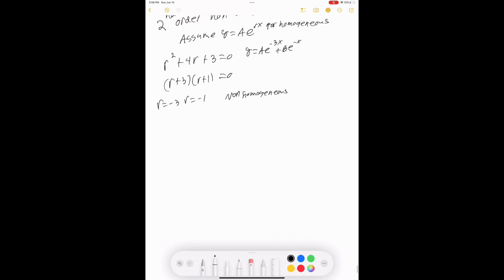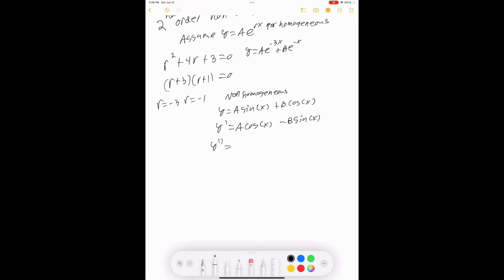But now we have to check for non-homogeneous solutions. And since we have a sine x as the answer, we can assume that our function is some y equals a sine x plus b cos x. So now we're going to get the derivative and the double derivative, and we're going to plug that into our non-homogeneous equation.